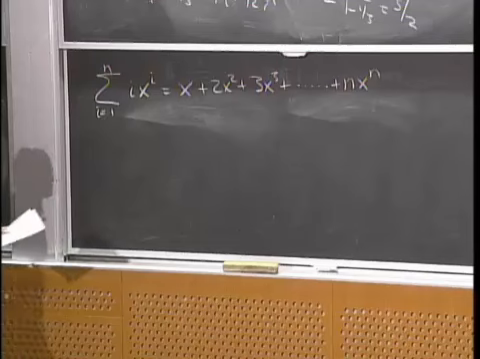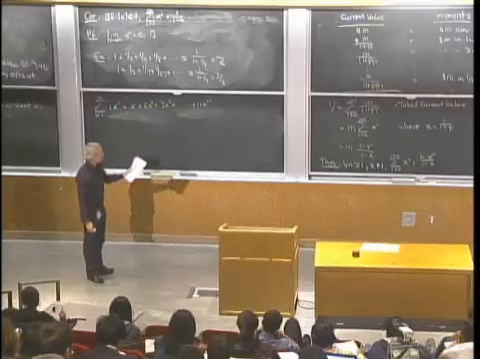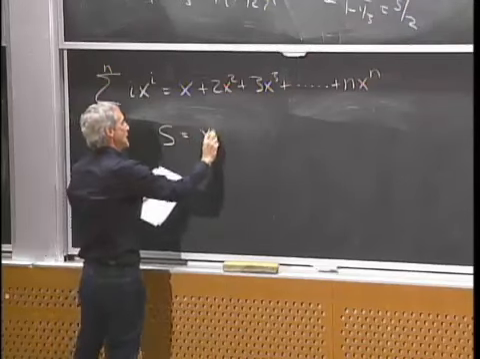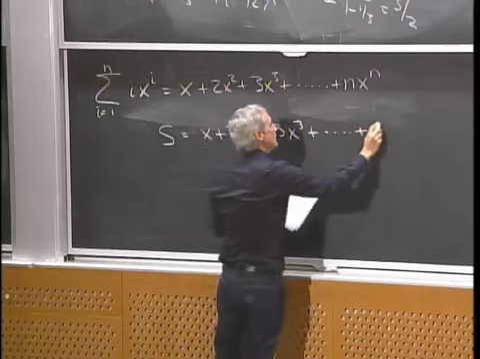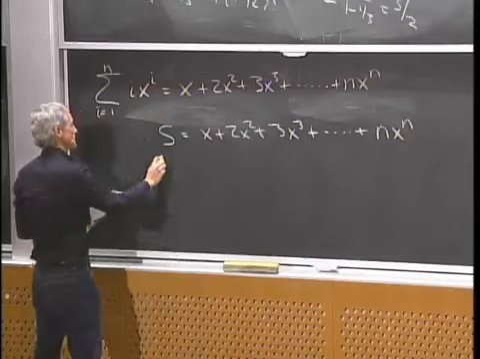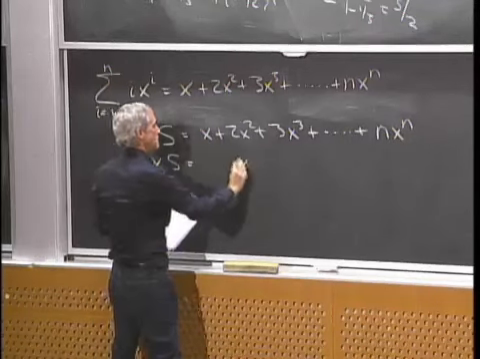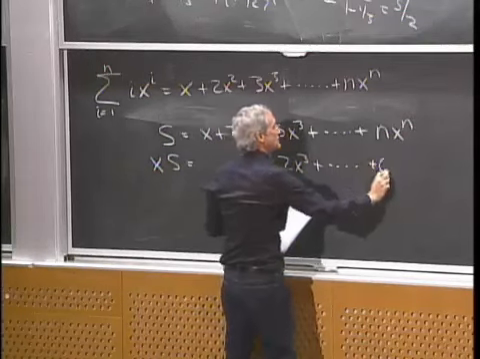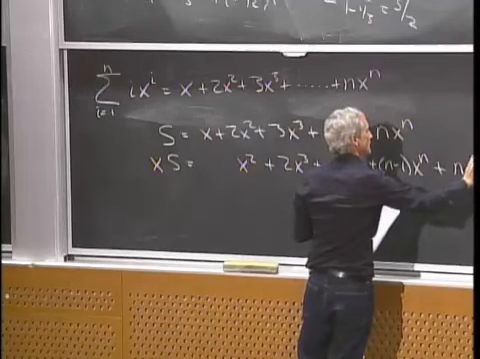There's several ways we can do it. The first would be to try to use the perturbation method. So let's try that. So we write s equals x plus 2x squared plus 3x cubed plus up to n x to the n. And let's try the same perturbation. Multiply by x. I get x squared plus 2x cubed plus up to n minus 1 x to the n plus n x to the n plus 1.